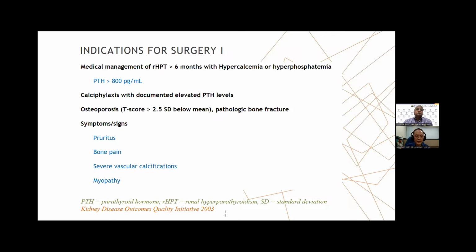But these are some of the indications. Okay, when the medical management of renal hyperparathyroidism is more than 6 months with hypercalcemia or hyperphosphatemia. Here, under the Kidney Diseases Outcomes Quality Initiative in 2003, they look at the figure of PTH more than 800 picograms per mil. When the patient has calciphylaxis, osteoporosis, T-score more than 2.5 below the standard deviation on the DEXA scan, when the patient has pathologic bone fractures, and the other soft signs are symptoms and signs like pruritus, bone pain, severe vascular calcifications, and myopathy. So these were the suggested guidelines in this Kidney Disease Outcome Quality Initiative in 2003.